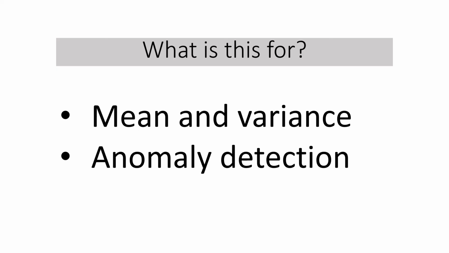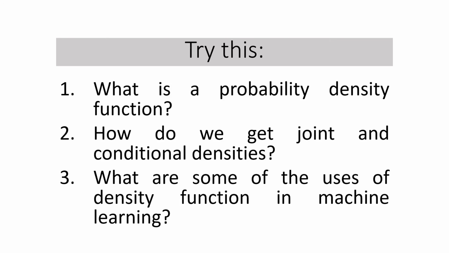What is this for? Why do we have to study this? If we know the probability distribution, we can calculate its descriptive characteristics like mean and variance. Also, this can help us detect likely or unlikely observations, which can be an anomaly or an outlier. After all being said and done, let's try this. What is a probability density function? How do we get joint and conditional densities? And lastly, what are some of the uses of density function in machine learning?